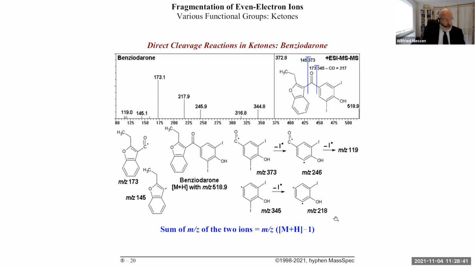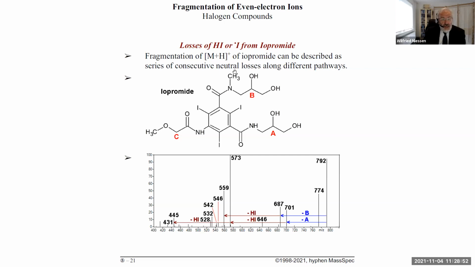Well, then probably we also need to have an example where we have both losses of I dot and HI, and that is something which we see in the fragmentation of iopromide. Iopromide is an X-ray contrast agent, which is used if you want to have more contrast in clinical diagnostics. And basically, it's an interesting structure with some amide bonds attached to an aromatic ring with 3 iodines in it.